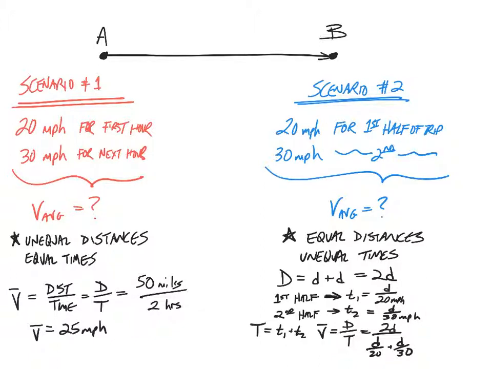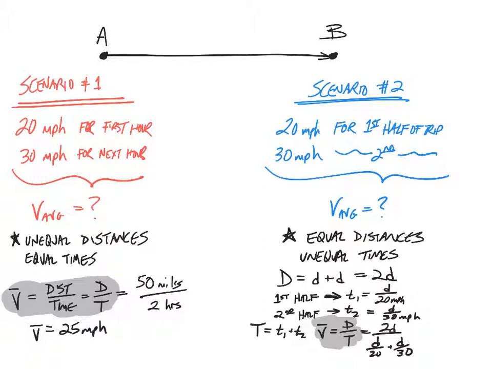So let's be careful here. Average velocity isn't changing. Okay, this is important. This can take us all the way back to first semester. Average velocity is still distance over time. Okay? But the nature of scenario 2 versus scenario 1 is that the way distance is measured and time is measured is different in this case.